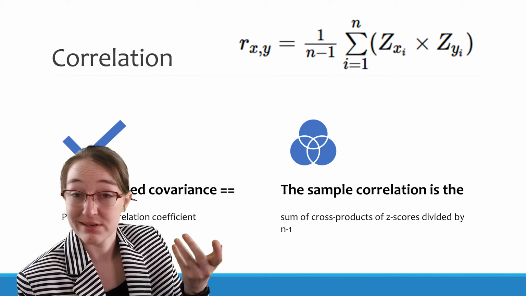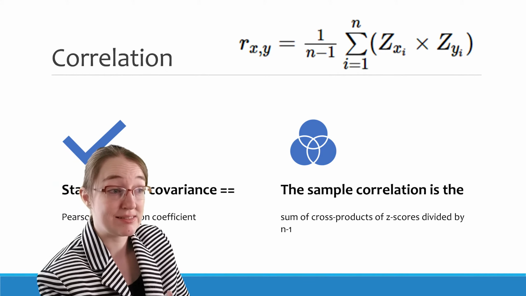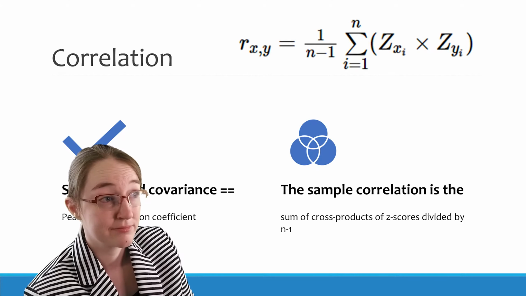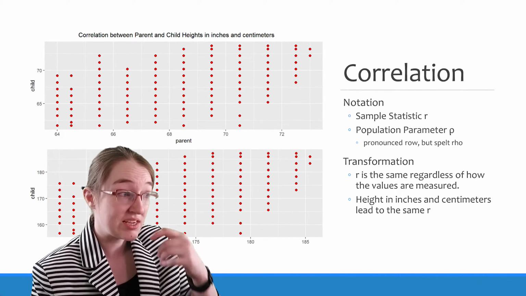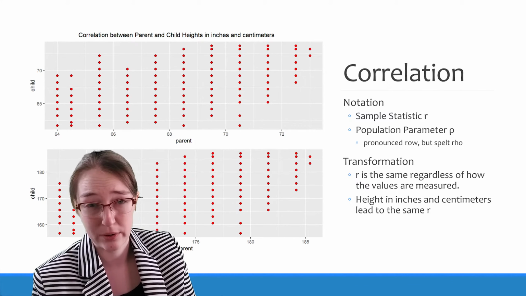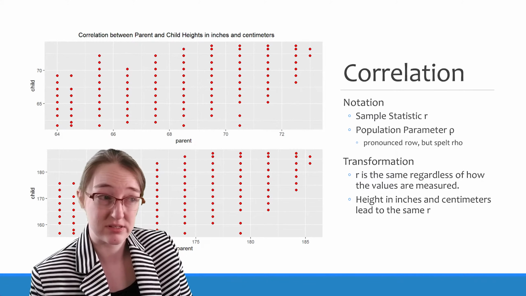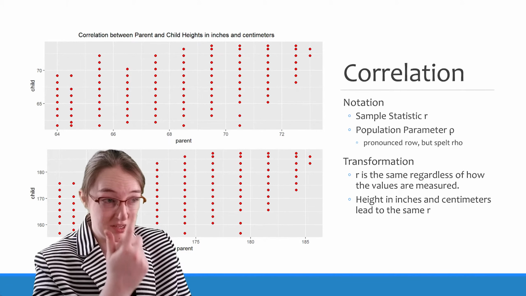That's the heart of this idea. It's the average standardized cross product. So for a correlation, the notation's pretty straightforward. We use Roman letters for samples and Greek letters for parameters.